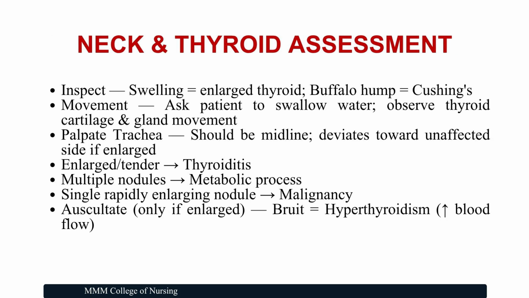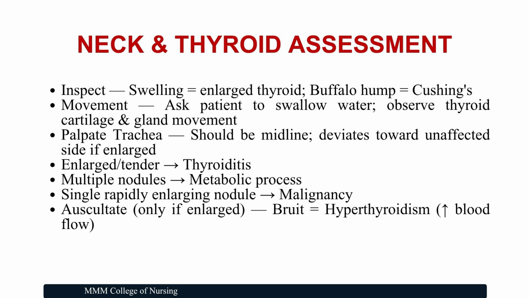Next, neck and thyroid. First we have to inspect the neck. Any visible swelling at the front is a goiter, and you can see the buffalo hump at the back also. Now ask the patient to take a small sip of water and swallow while you watch. The thyroid cartilage and cricoid cartilage should move upwards smoothly and symmetrically. If there are asymmetric movements or a visible mass moving with the swallow, that is abnormal.